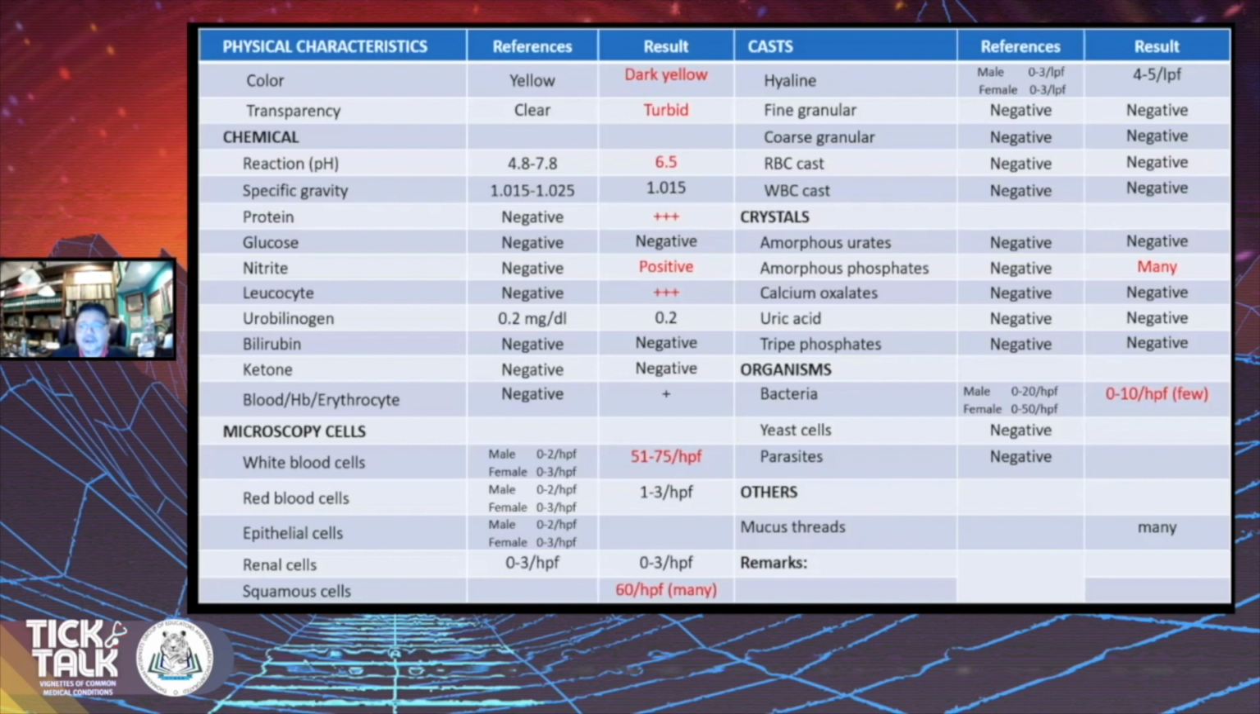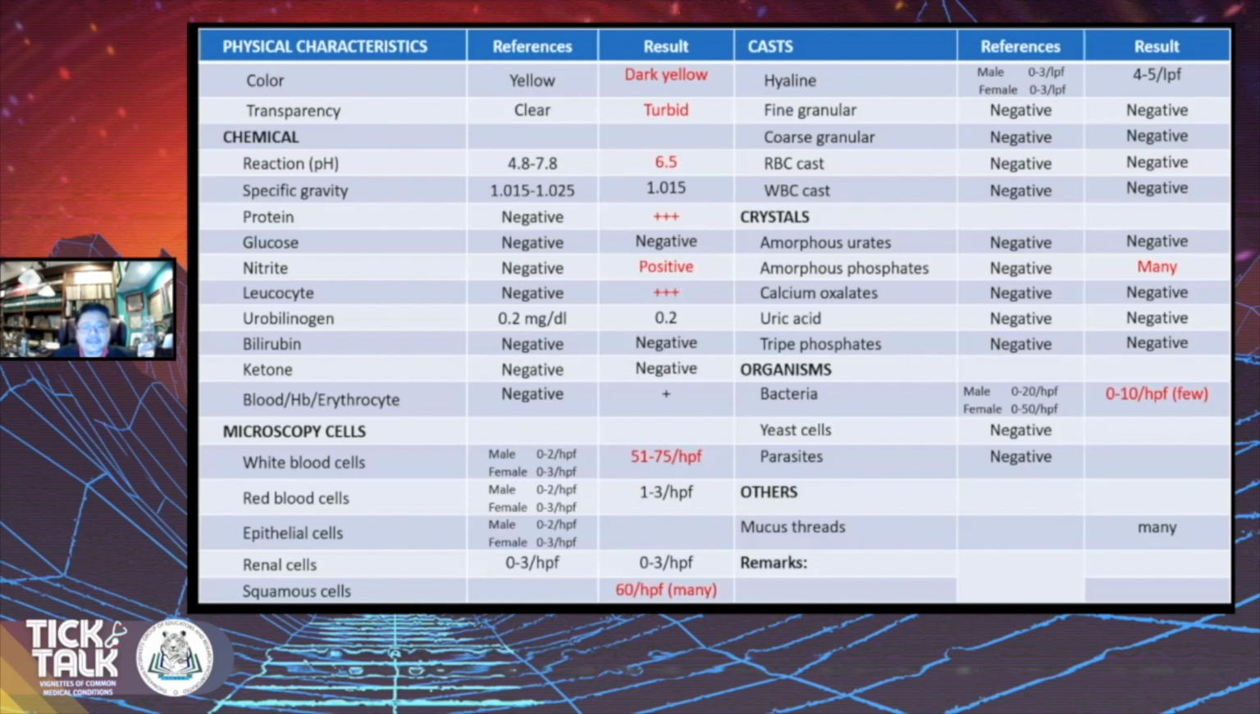The color is dark yellow, turbid. Reaction is 6.5 pH. Then 3 plus protein. Nitrite is positive. Leukocyte 3 plus. And then white blood cells, where your attention will usually be drawn, 51 to 75 per high power field. Red blood cells 1 to 3. And then there are so many squamous cells, 60 per high power field, many. Bacteria is about 0 to 10, and amorphous urate is many. So what do you think of this urinalysis?